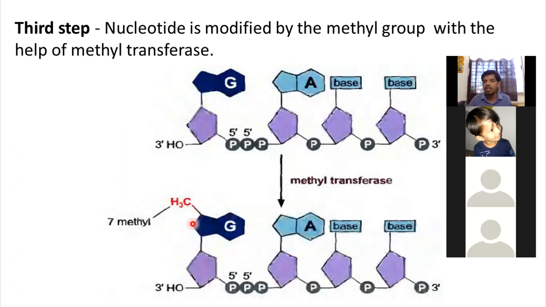Because this mRNA is still located within the nucleus, and within the nucleus a number of nuclear enzymes are present, anytime they may attack this RNA and destroy it. That's why, to protect this RNA from the enzymes, this unusual base, 7-methyl guanosine, is added over the 5' end of this RNA. Now this unusual base acts as a cap. That's why the full process is called the capping process.